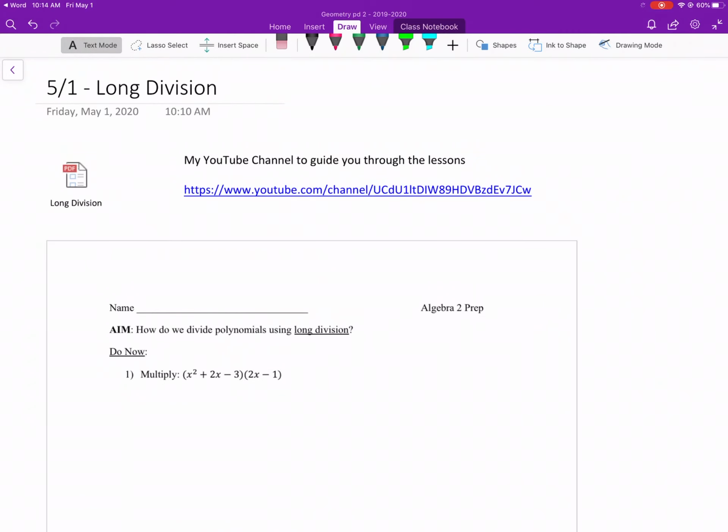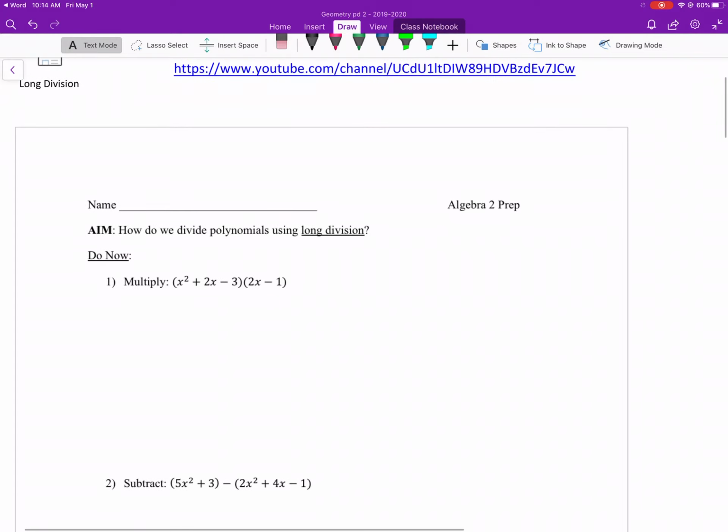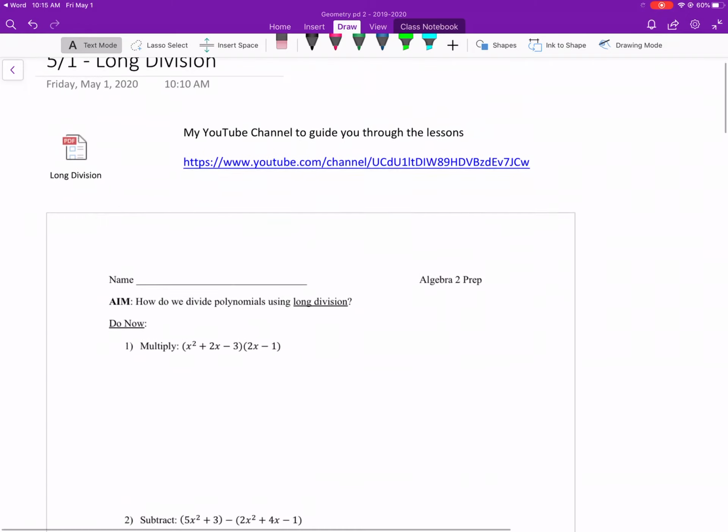Welcome to today's lesson, May 1st, long division. This is actually probably the most helpful lesson you're going to get from me in terms of Algebra 2 prep. It is that popular of a Regents topic, and the first time you see it, it's very tricky. But with time, you'll get it. You'll understand the steps. So you just got to pay very close attention.